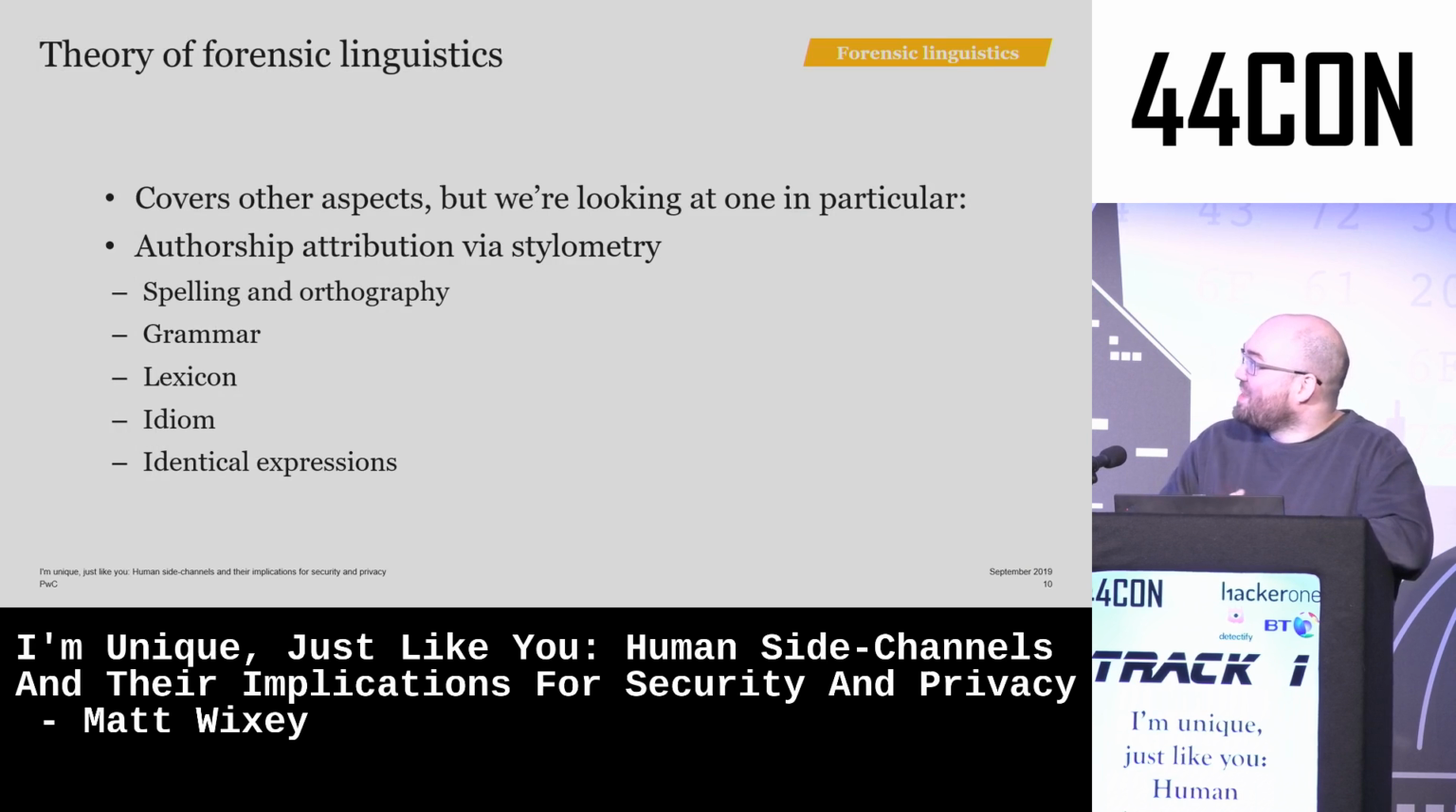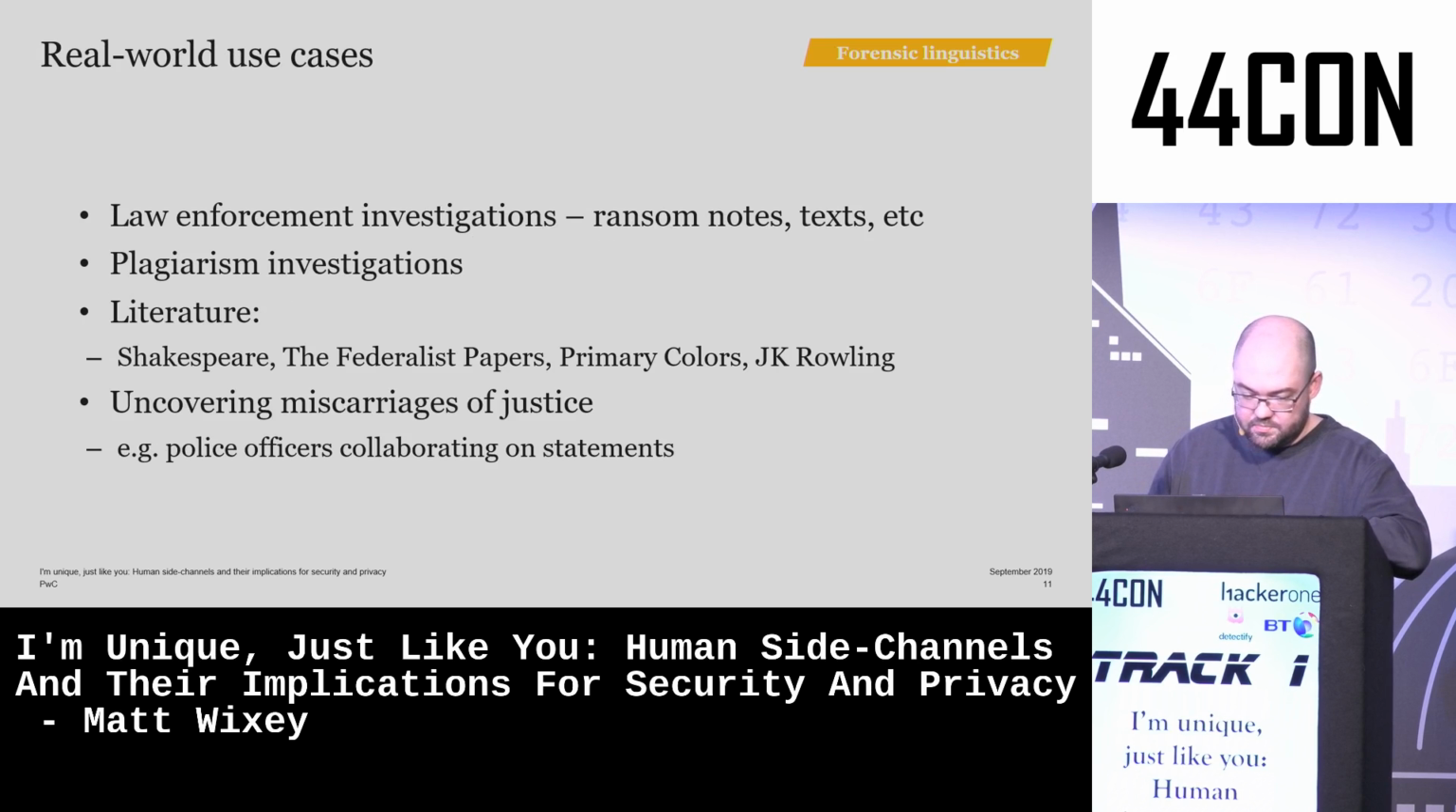So, the theory of forensic linguistics. Forensic linguistics covers a lot of stuff. We're going to be looking at one in particular, which is authorship attribution. If you have a piece of text, can you work out who wrote it? That's also called stylometry. And it typically comes down to these five things: spelling and orthography, grammar, lexicon or vocabulary, idiom, which is unique sentence construction, and identical expressions.